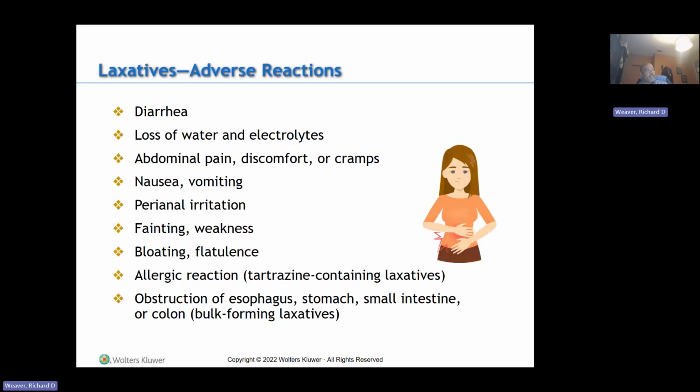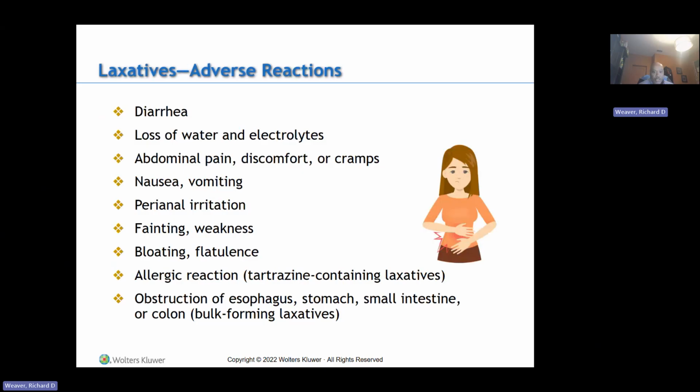Because it is local, these patients can develop abdominal pain, discomfort, and cramps, nausea, vomiting, and perianal irritation, especially when the stools are watery. You've got that base solution. The diarrhea is more basic, and it can irritate the anal area. There's also fainting and weakness, which could possibly come from the nausea, vomiting, the electrolyte imbalance, and so forth. These patients also might feel bloating as well as flatulence.